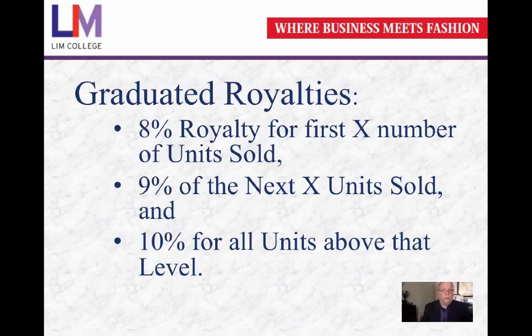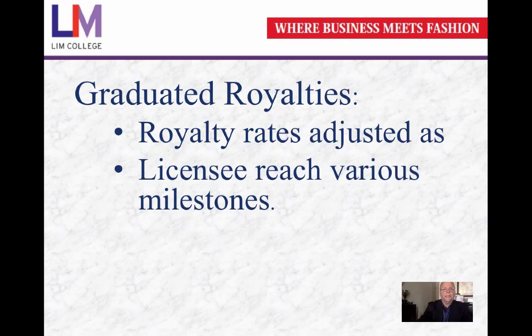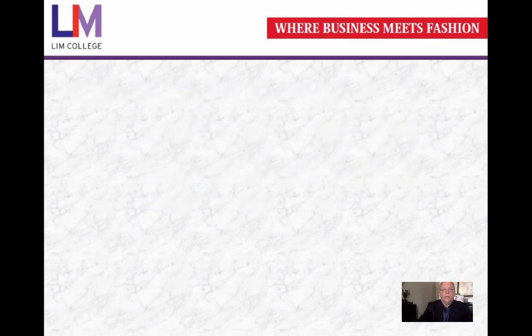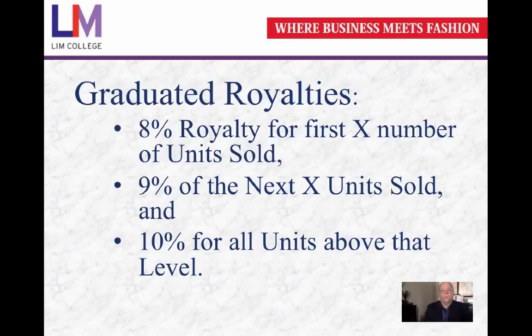So if I ask you on the quiz, what's the concept of graduated royalties? You would just put, very simply, royalty rates are adjusted as a licensee reaches various milestones. Example being 8% for the first 100,000 units sold, 9% for the next 100,000 units sold, and so forth. That would get you the full credit for that question.